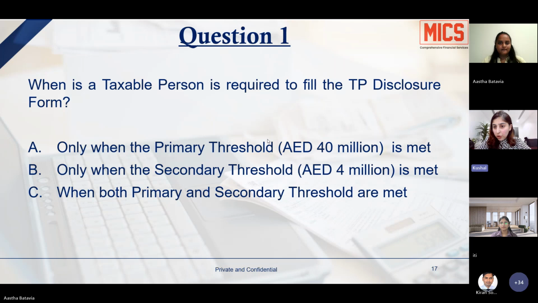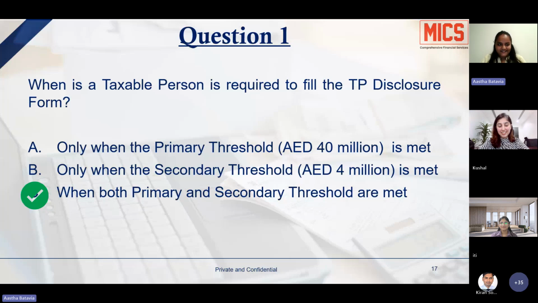I think the majority of the votes are towards C, and I'm very happy to see that the audience is active, the audience is live, and the audience is listening. Majority ones have answered C. So, Astha, can we break the news? Yes, everyone knows TP here, I think.